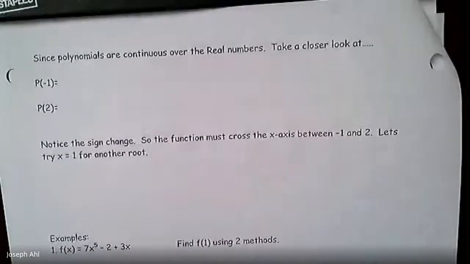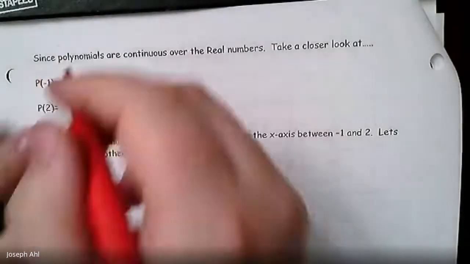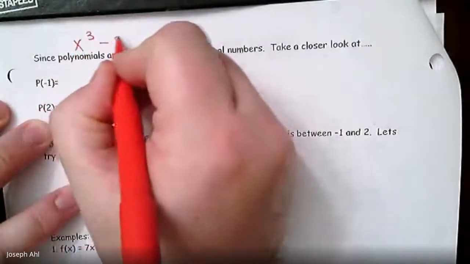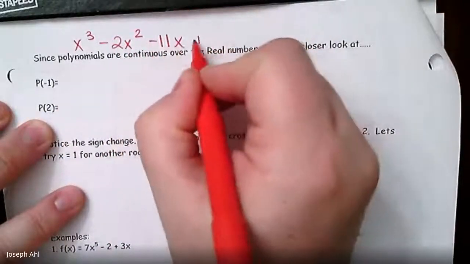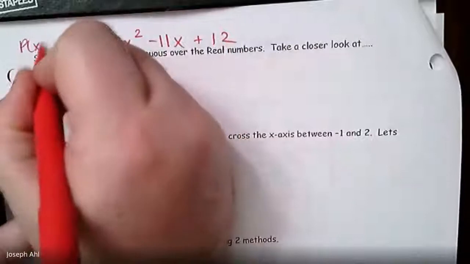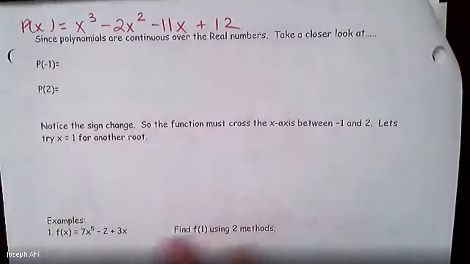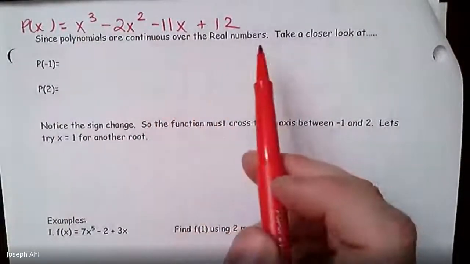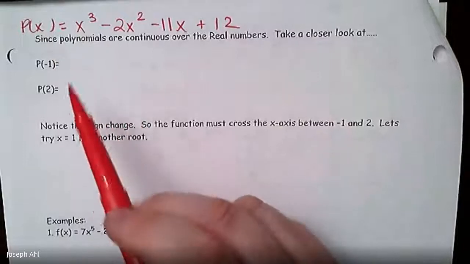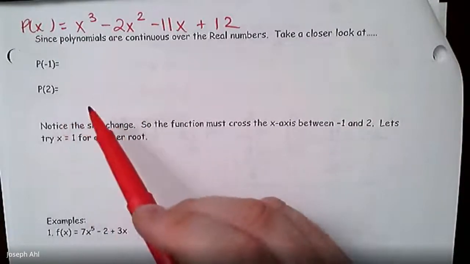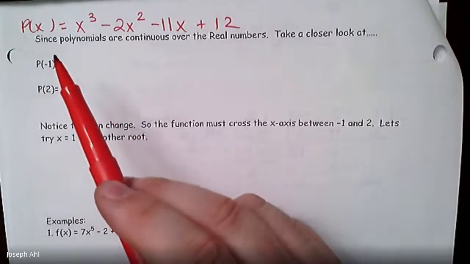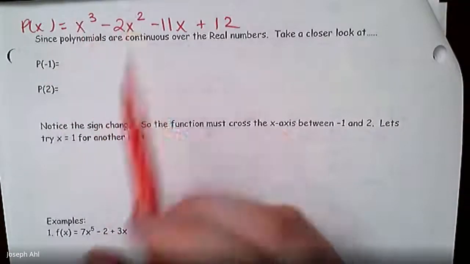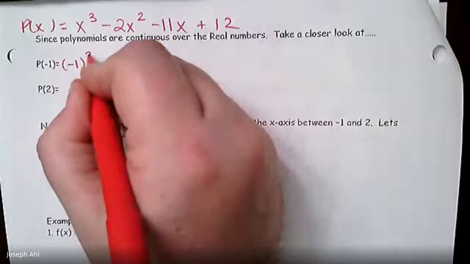So the polynomial we were just looking at, by the way, was x cubed minus 2x squared minus 11x plus 12. That's how p of x was defined on the first page. And it says, since polynomials are continuous over the real numbers, let's take a closer look at these two values, p of -1 and then p of 2. To calculate p of -1, just plug in -1 for x in all those locations.